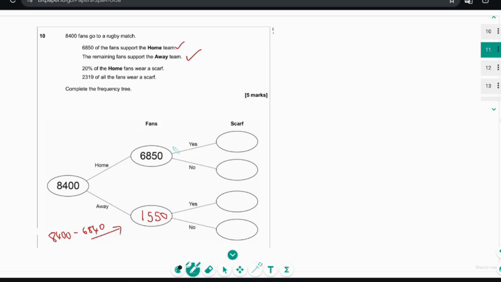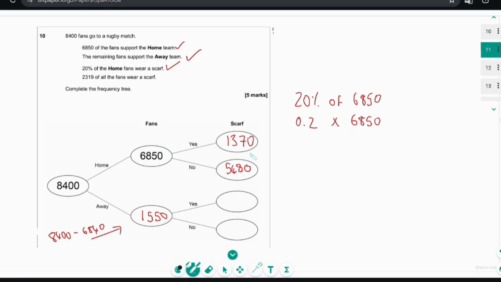20% of the home fans wear a scarf. So what's 20% of 6,850? 20% as a decimal is 0.2 times 6,850. Is 1,370. Take that off 6,850, which gives us 5,480. 2,319 of the fans wear a scarf.